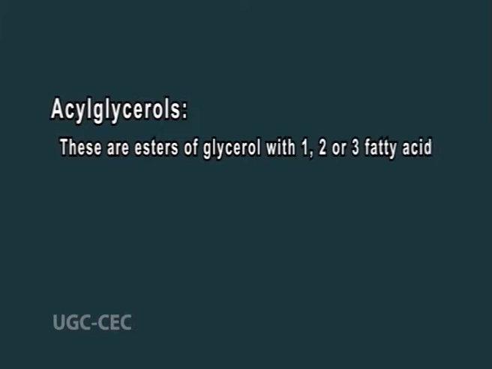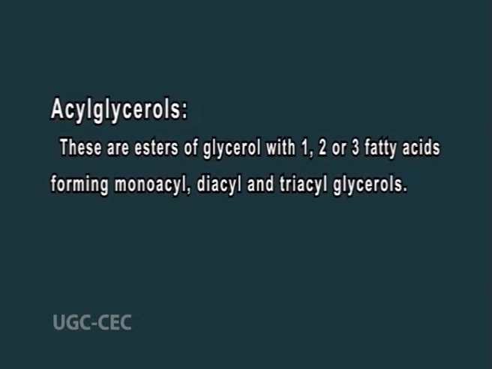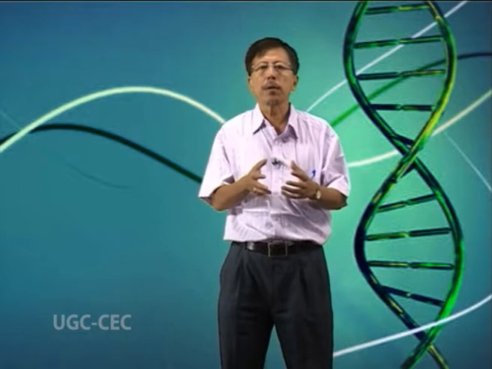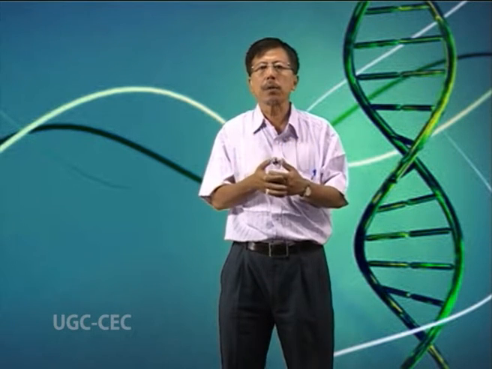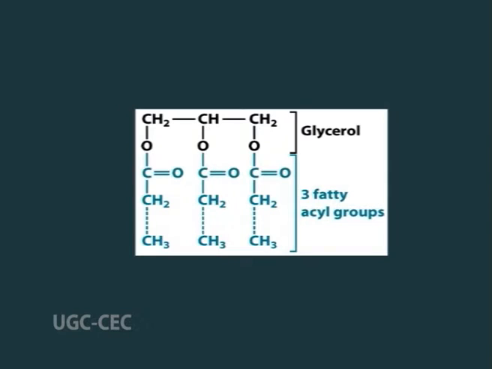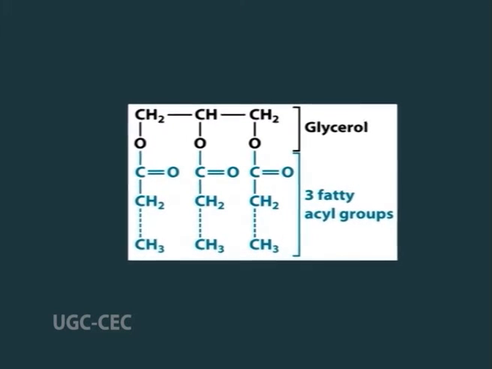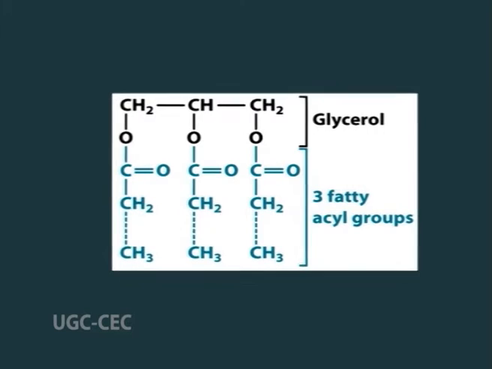The next category of lipids are acyl glycerols. These are esters of glycerol with 1, 2 or 3 fatty acids, thereby forming monoacyl, diacyl and triacyl glycerols. The most important biochemically are the triacyl glycerols, but the mono and the diacyl glycerols are intermediates formed during the synthesis of triacyl glycerols. Structure of triacyl glycerols. Chemically, triacyl glycerols, also known as triglycerides, are esters of glycerol with 3 fatty acid molecules.